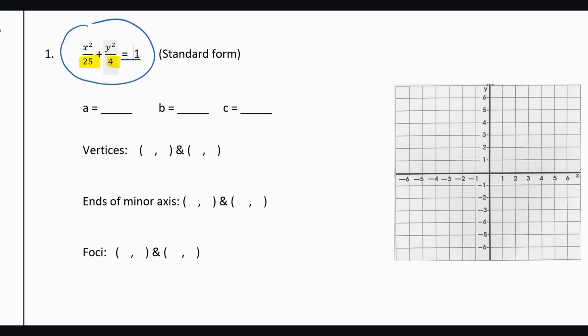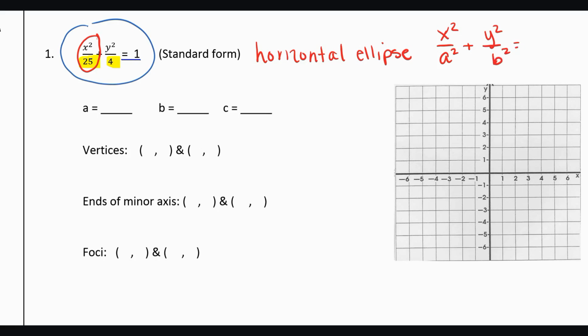So here, since the 25 is larger and it's under the x, that tells us it's going to be a horizontal ellipse. So that means this is in the form x squared over a squared plus y squared over b squared equals 1. The only thing that would change if the number under the y was bigger would be that the a and the b would be switched. A is always the larger number, and if it's under the x, that tells you it's horizontal. If it's under the y, that tells you it's vertical.